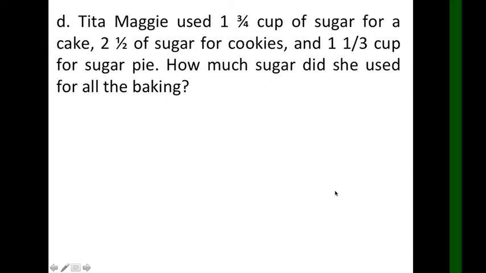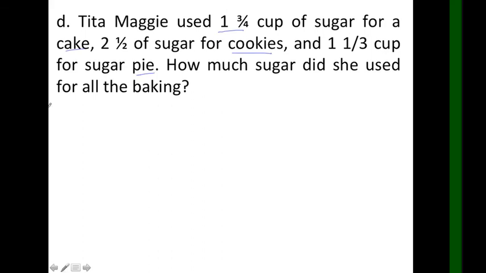Okay, letter D. Tita Maggie used 1 and 3/4 cup of sugar for a cake, 2 and 1/2 cups of sugar for cookies, and 1 and 1/3 cups of sugar for pie. How much sugar did she use for all baking? So, si Tita Maggie ay gumamit ng iba't ibang sugar na ginamit niya sa paggawa ng cake, cookies, and pie.